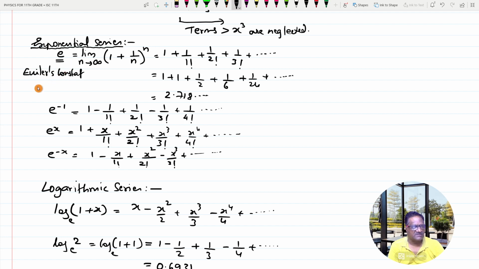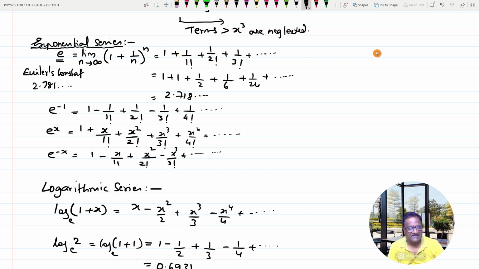Now this Euler's constant, its value is around 2.781 dot dot dot. It's an irrational number. Like pi is an irrational number, e is also an irrational number. Now this e value is nothing but an expansion of this. Okay, so if you take (1 plus 1 upon n) whole raised to n, the limit as n tends to infinity, you will get this expansion: 1 plus 1 upon 1 factorial plus 1 upon 2 factorial plus 1 upon 3 factorial plus 1 upon 4 factorial. That way it will go on.